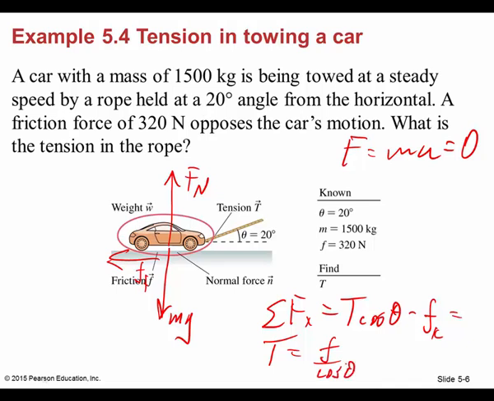And so what would the actual force be? It's a 20-degree angle, so the frictional force is 320 divided by cosine of 20 degrees. And the tension in the rope is 340.1 newtons.